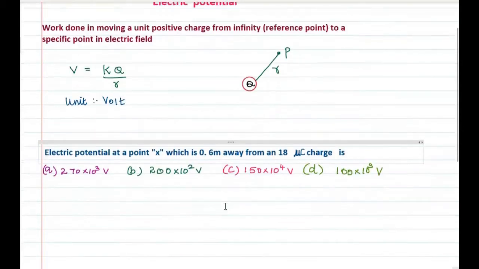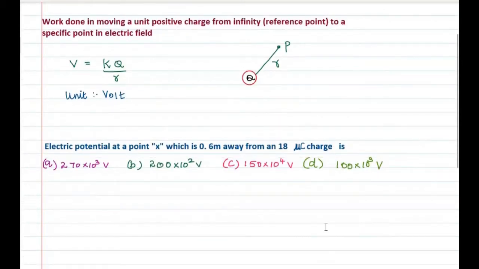Okay, first problem. The electric potential at a point x, which is 0.6 meter away from an 18 microcoulomb charge. So consider a charge of, as given in the question, 18 microcoulomb. So Q is equal to 18 microcoulomb. You have to find the electric potential at a point x, at a distance of 0.6. So R is equal to 0.6 meter.